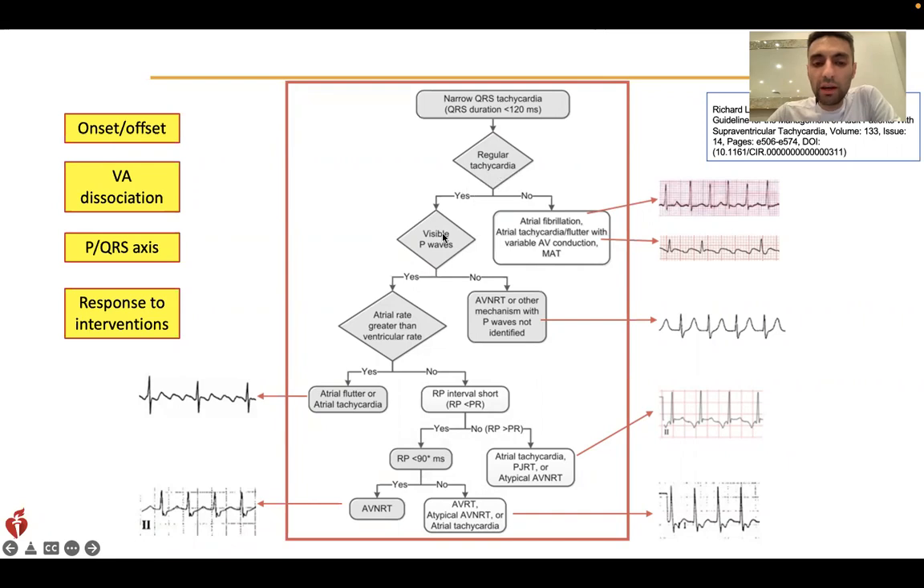In addition, we said you have to hunt for the P waves, and if the P waves are visible, then you have to determine the P to QRS ratio. And if there are more P's than QRS's, then you think of atrial tachycardia or flutter. If the P to QRS ratio is similar, then it could be anything. If the QRS is more than P's and it's narrow complex, then you think of what?